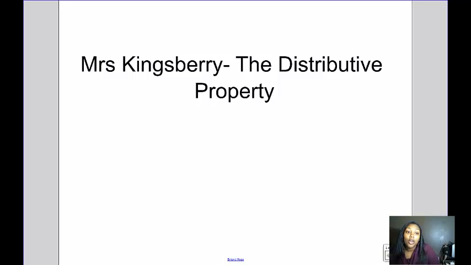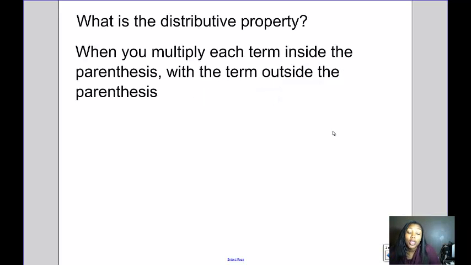So today's video is about the distributive property. So what is the distributive property? You have to start by thinking about the word distribute. To distribute means that you're going to give something out to something else. You're going to actually pass it out to something.